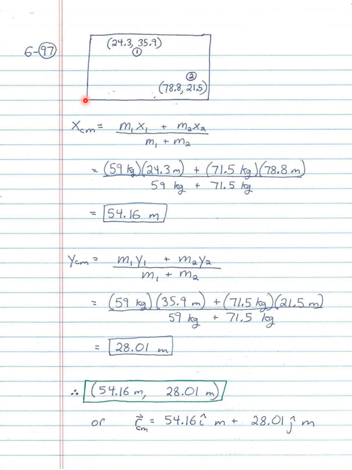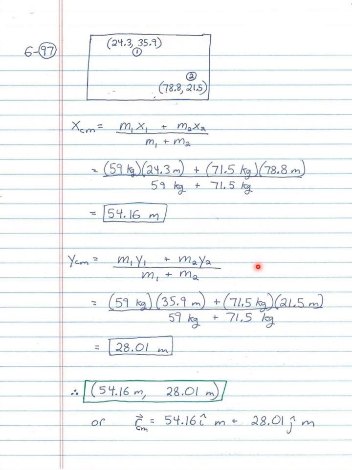And x center of mass, only the x positions do we care about. So 59 kilograms times 24.3 plus 71.5 kilograms times 78.8 divided by the sum of their masses, and we get 54.16 meters, which means somewhere maybe about right here, somewhere along this line. This is maybe about 54.16. But now we want to know where along this line. What is the y coordinate?